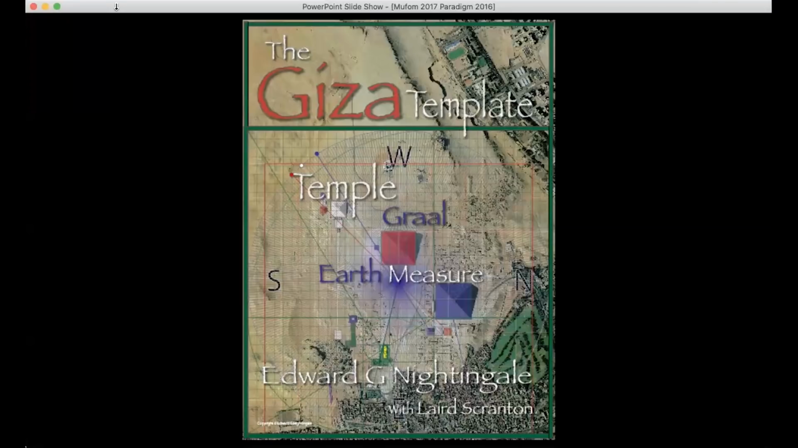So let's start out with, what's your background and how did you end up getting into all this interesting stuff, the Giza Template?